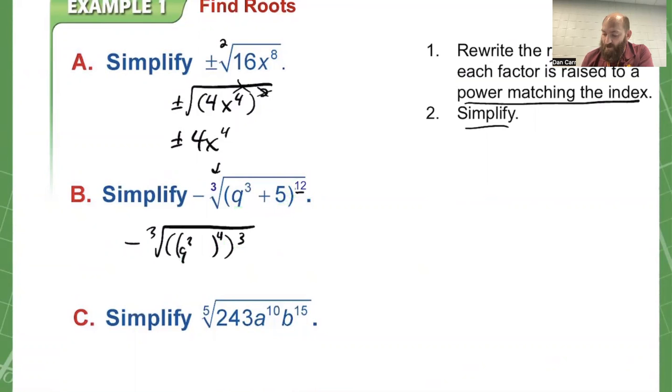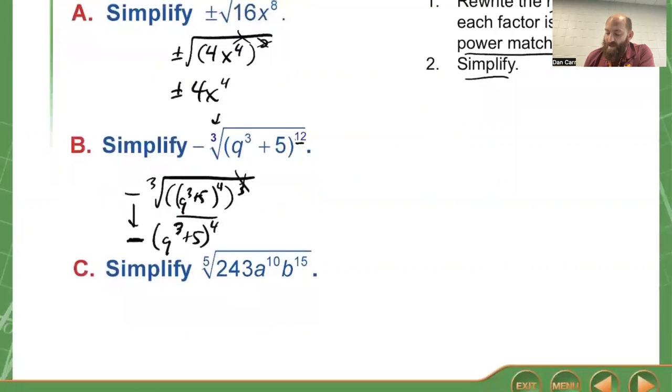So that'll be q to the 3rd plus 5. Now that I have it raised to the 3rd power, I'm evaluating that. I can basically, again, cancel that out. What I'm left with is this. So I'm going to take the opposite sign because I still need that there. So it's the opposite of q to the 3rd plus 5 to the 4th power.